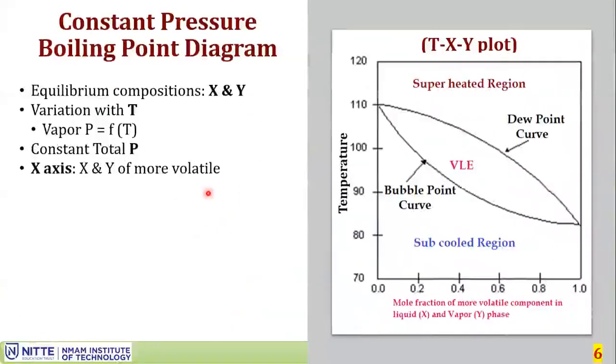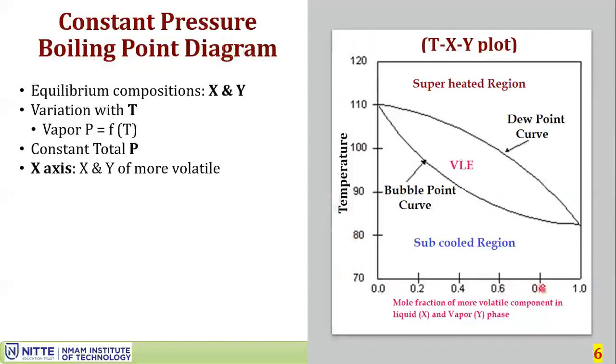Now we come across something called the constant pressure boiling point diagram. What it means is you have to plot temperature as a function of the mole fraction of the more volatile component A, let me say, in its liquid phase and vapor phase. So on the x-axis you have x as well as y. Both are plotted on the x-axis, because x varies from 0 to 1, y also varies from 0 to 1. So the variation is the same. The y-axis is temperature. It is the boiling point that you are drawing on the y-axis. That is why the name boiling point diagram.